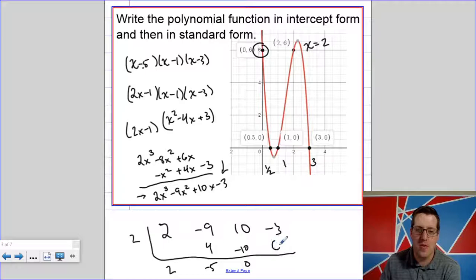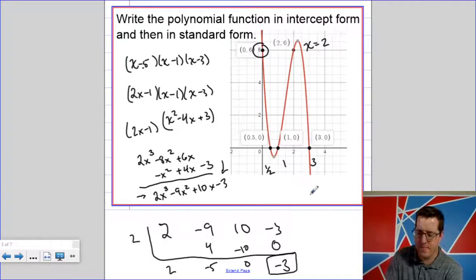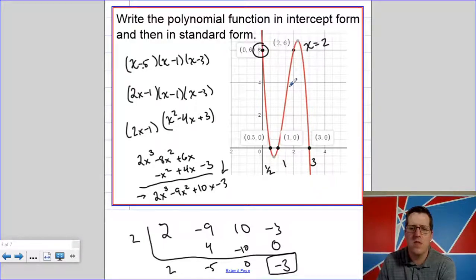Although there certainly is something interesting about that 0 there. I get a -3. What I really want is a +6. So in both of these cases, I wanted 6. And in both of these cases, I got -3.